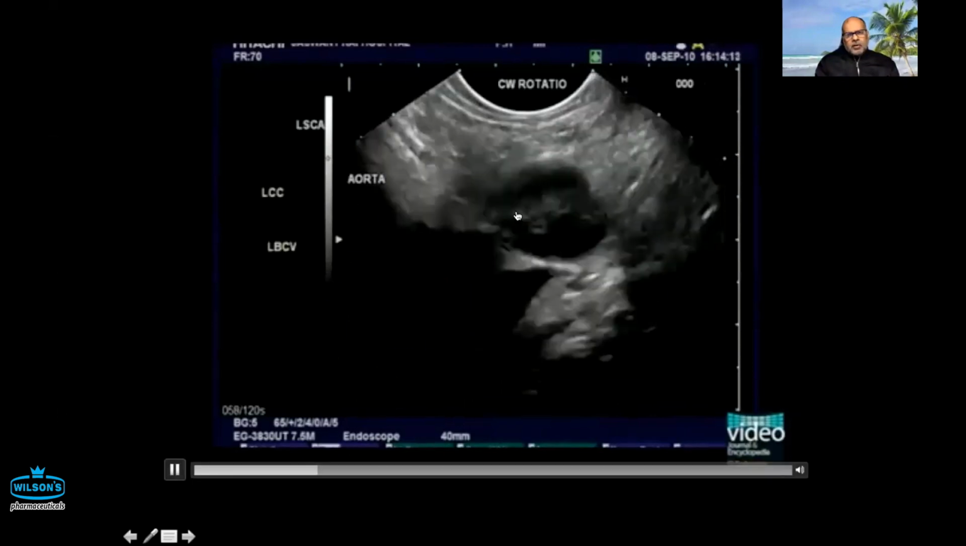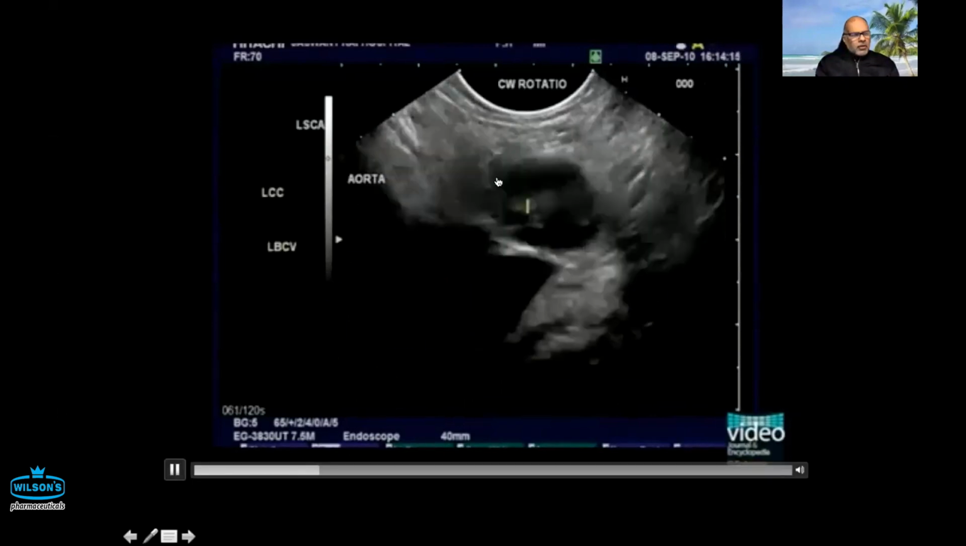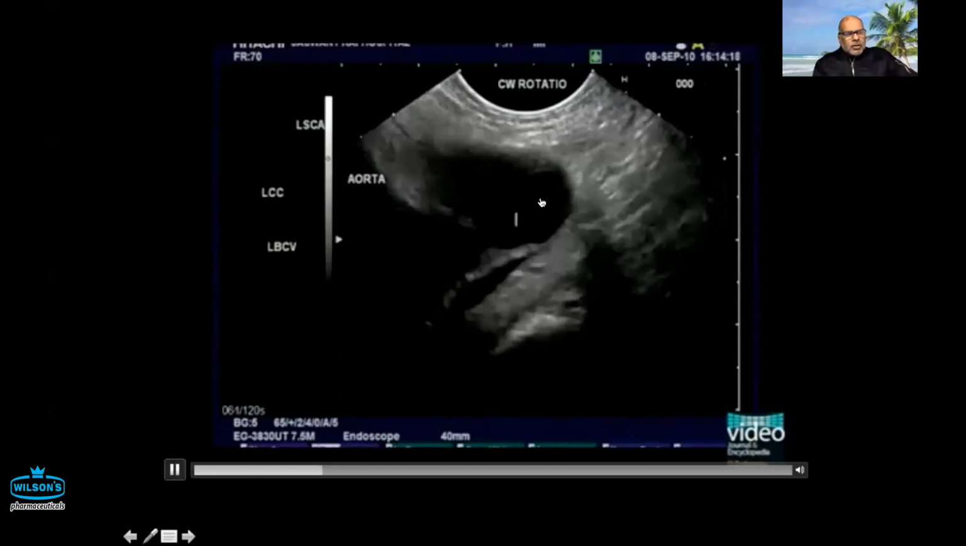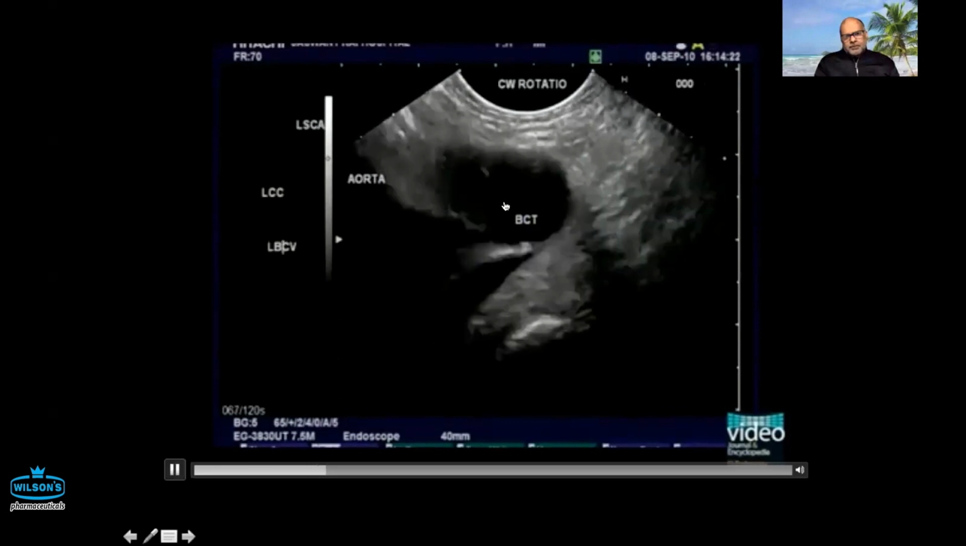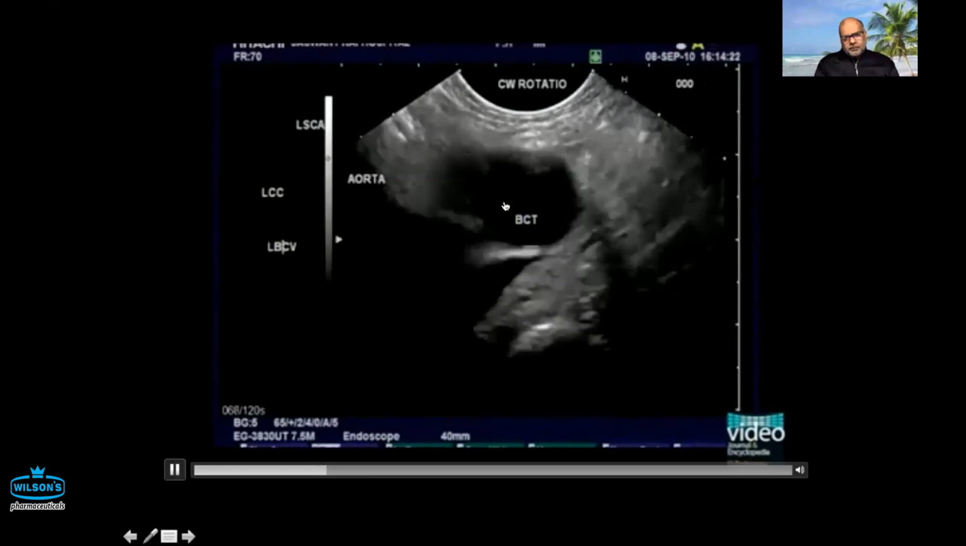So this is the venous trunk, basically. Brachiocephalic trunk. This is the left brachiocephalic vein when it joins.